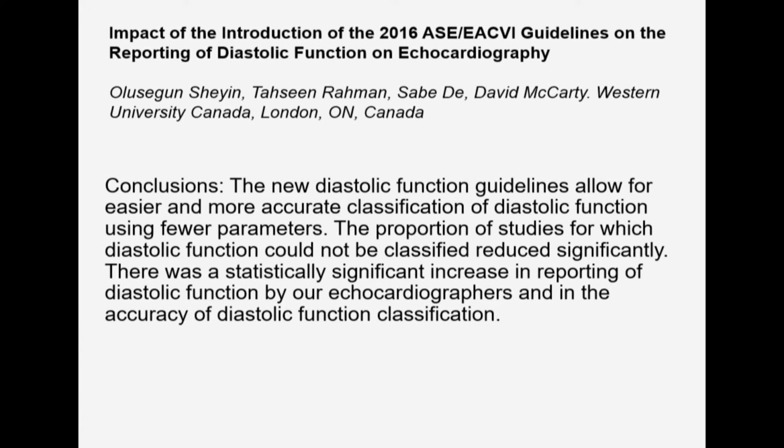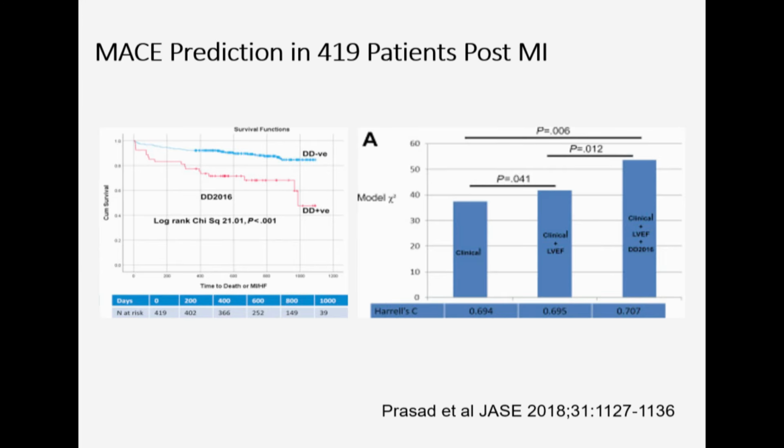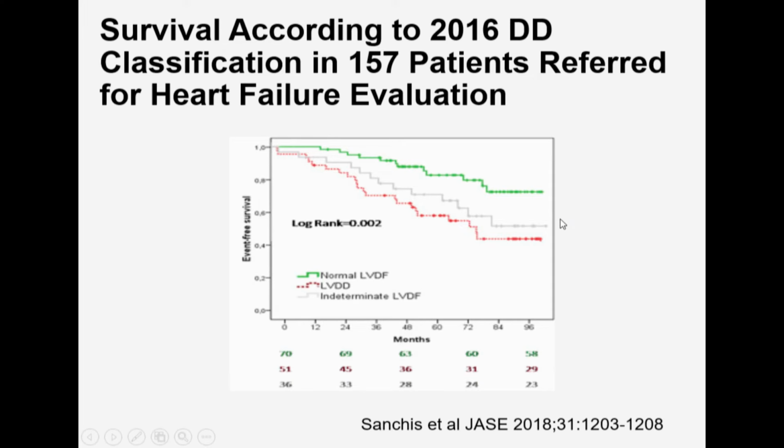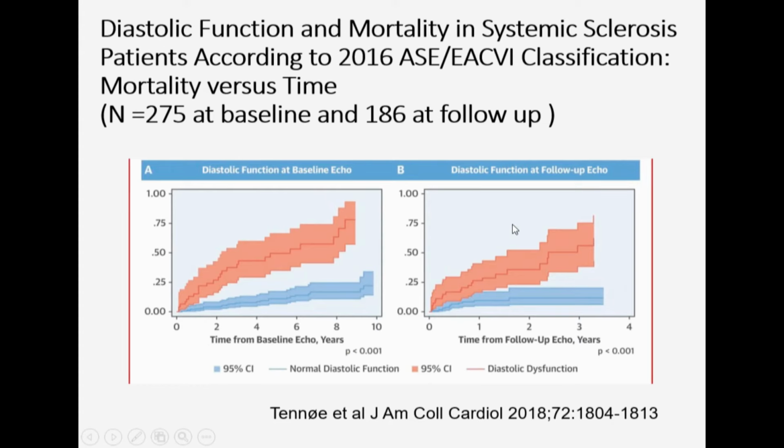This is work in progress by this particular lab in abstract form, but hopefully will be published soon as a full-length manuscript. Also, several publications have looked at the guidelines and their ability to predict outcome. This is from a post-MI population from an Australian group, looking at the impact of diastolic function as assessed by guidelines over clinical parameters and LVEF. Patients referred to a heart failure clinic show very good outcomes for those classified as normal versus those classified with diastolic dysfunction. The indeterminate group fared in between.